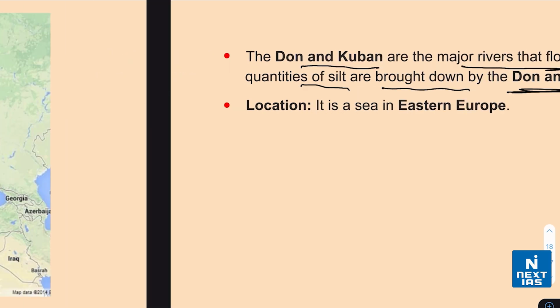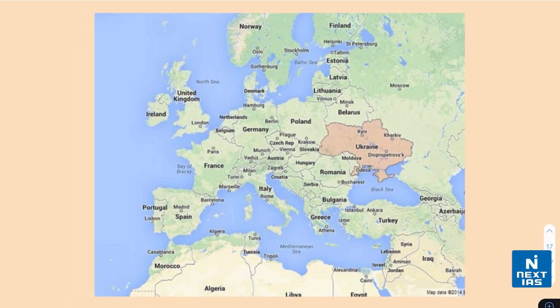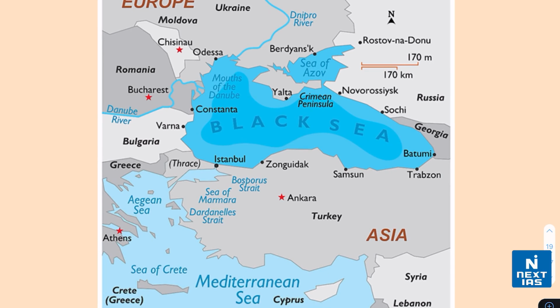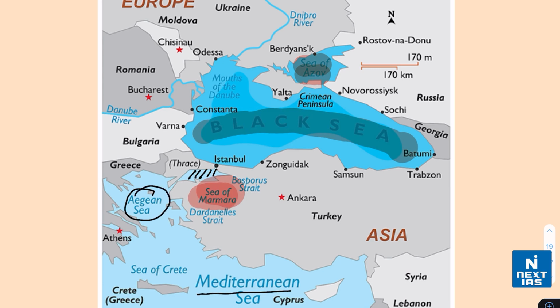It is located in Eastern Europe. So as we can see, it is located in the eastern part of Europe. Now let us quickly understand the map. This is the eastern side of Europe. Here we have the Sea of Azov, and here we have the Black Sea, which is connected with the Sea of Marmara. This particular one is the Sea of Marmara, and here we have the Aegean Sea, which is actually part of the Mediterranean Sea.